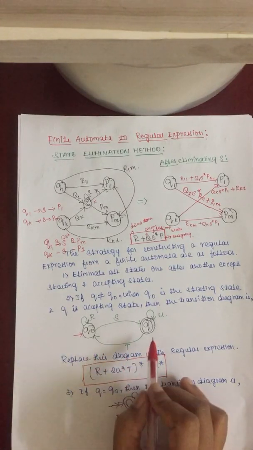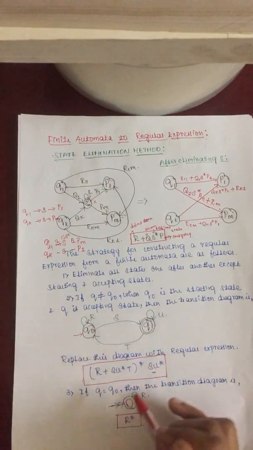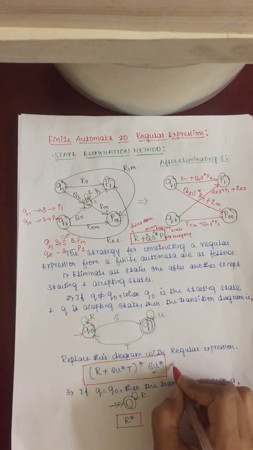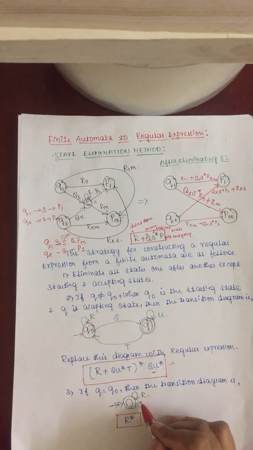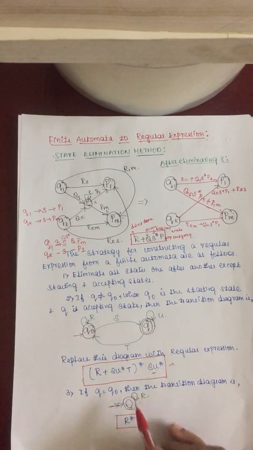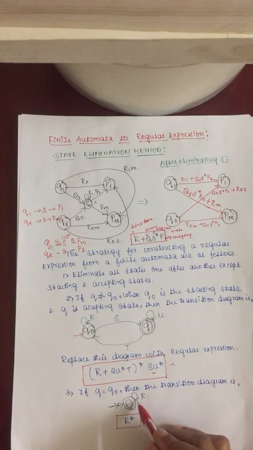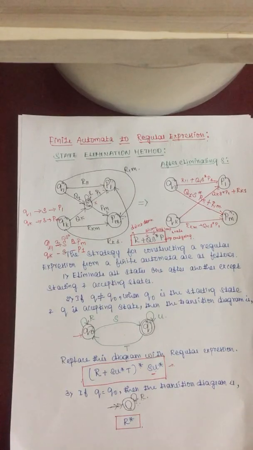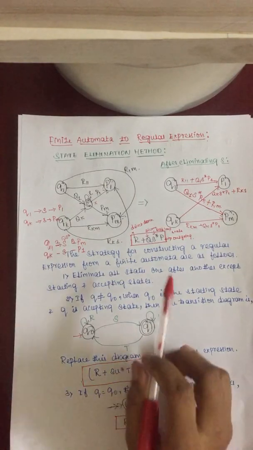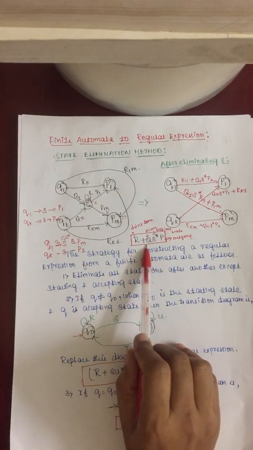When only the initial and final state remain, we are supposed to apply this formula. When there is finally only one state, and that state is both the final state and the initial state, it means only one possible transition can be made here, that is only the self loop. That self loop can be written as the closure, R star. So if you want to eliminate any of the intermediate nodes, you can apply this formula.